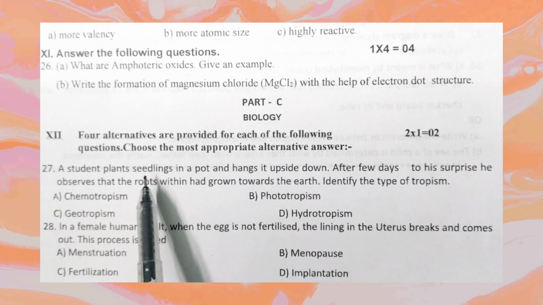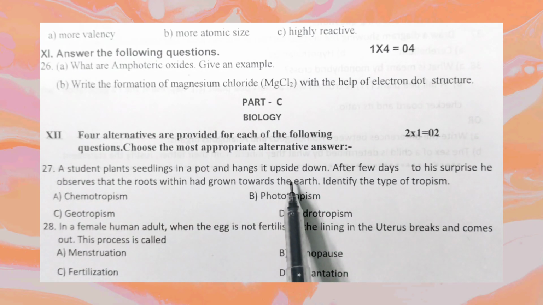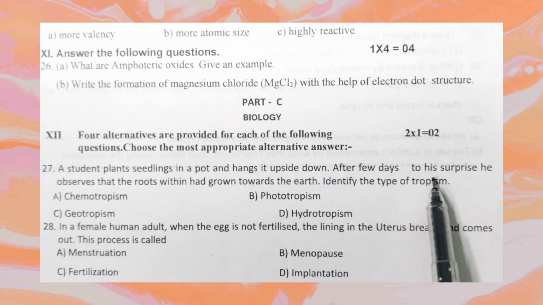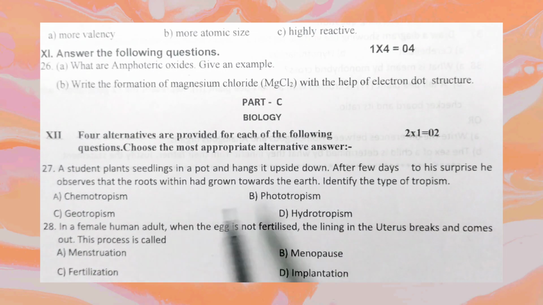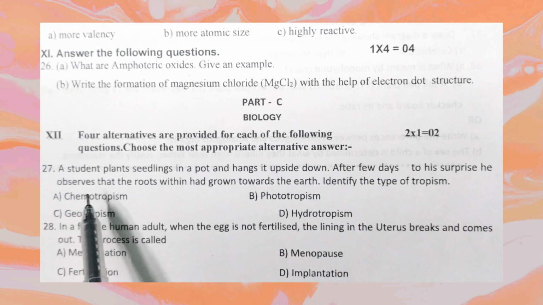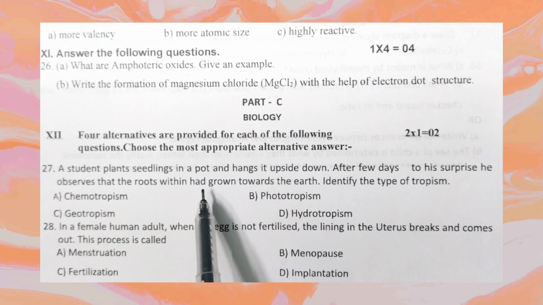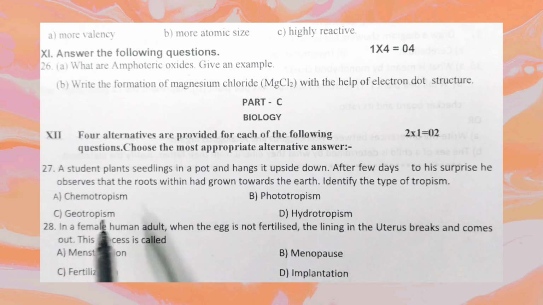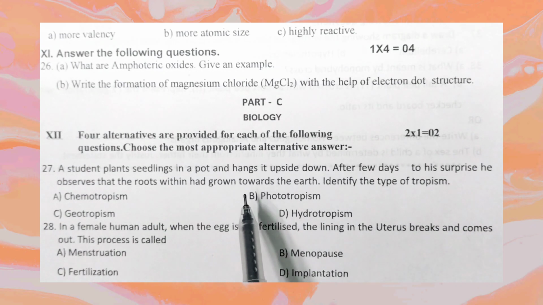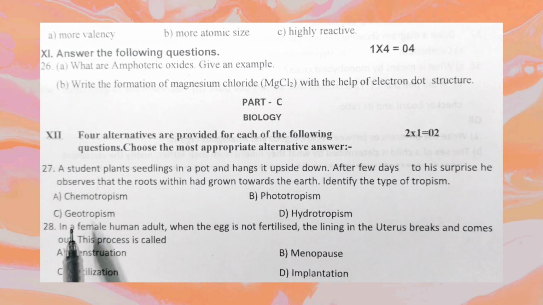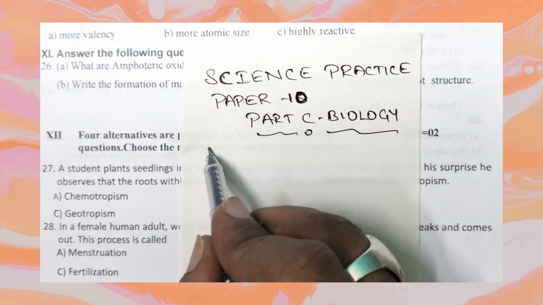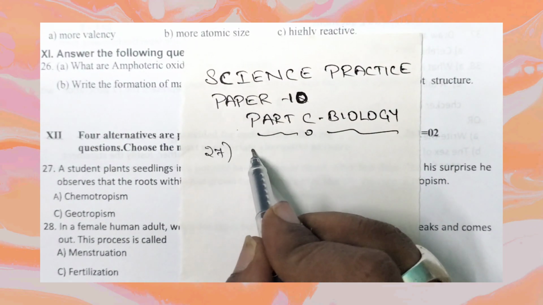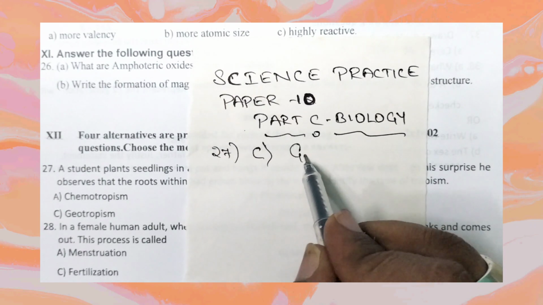A student plants seedlings in a pot and hangs it upside down. After a few days, to his surprise, he observed that the roots within had grown towards the earth. Identify the type of tropism. So, if the root is growing towards the earth, it indicates that it is geotropism. So, for 27th question, the right answer is option C, that is geotropism.